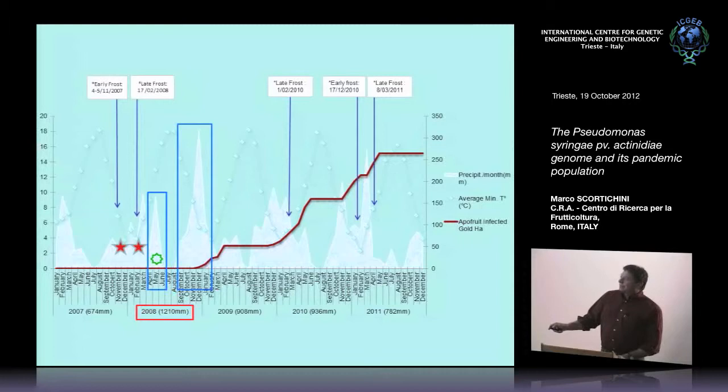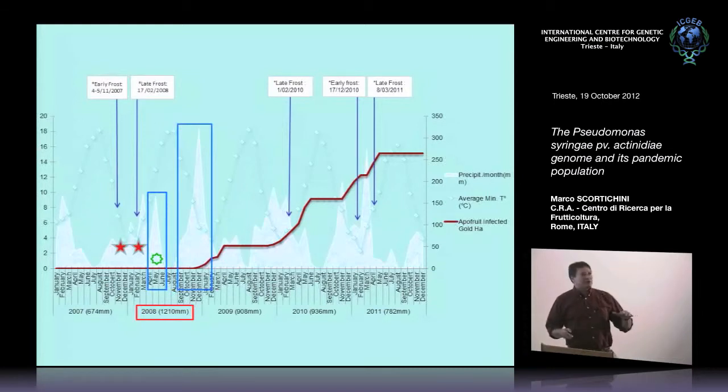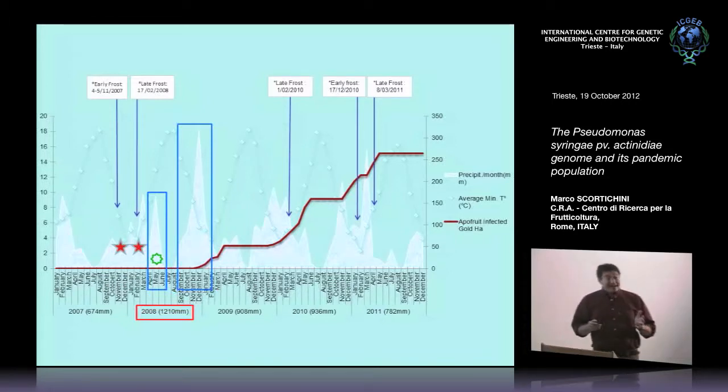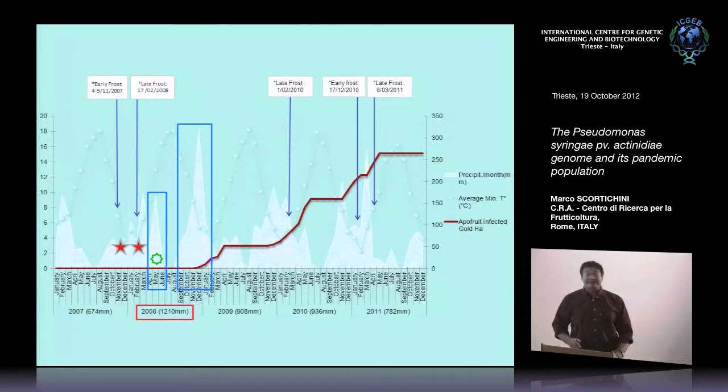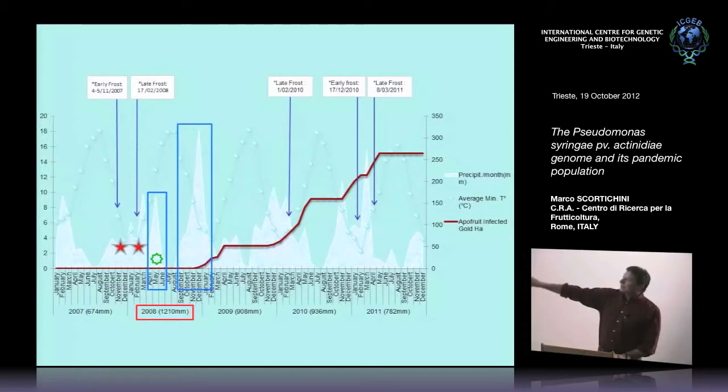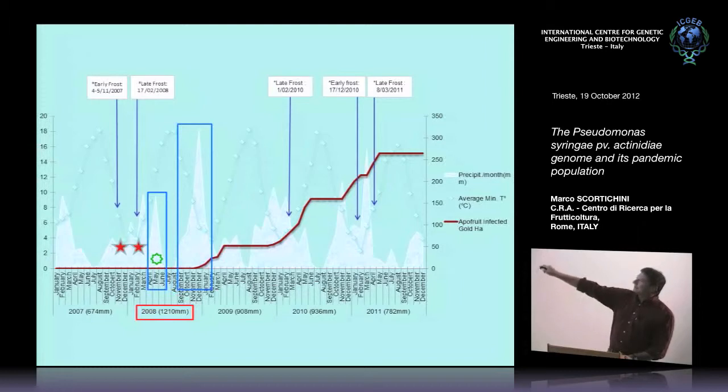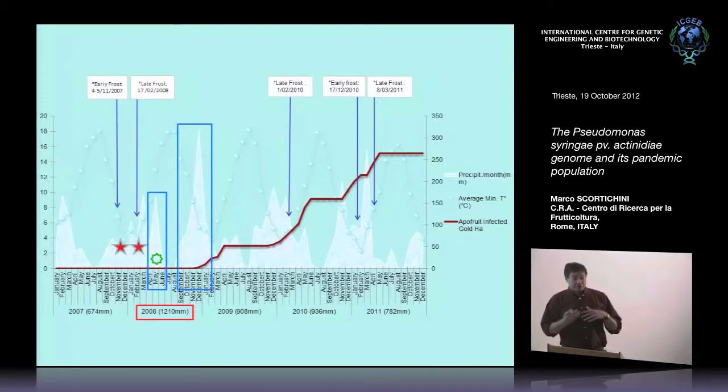Another important aspect was the precipitation. You see the real amount compared with the average precipitation of the area, which is roughly between 850-900. But in 2008, you find more than 1,200 millimeters. When? Mainly in spring and in autumn. And you see the increase of infected area following this peak. So there is a strict relationship between the frost occurring and the initial epidemic of the disease.